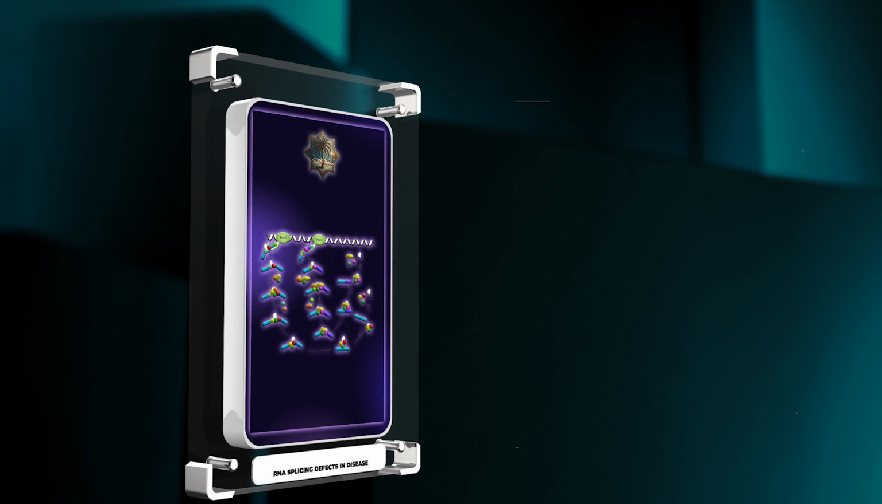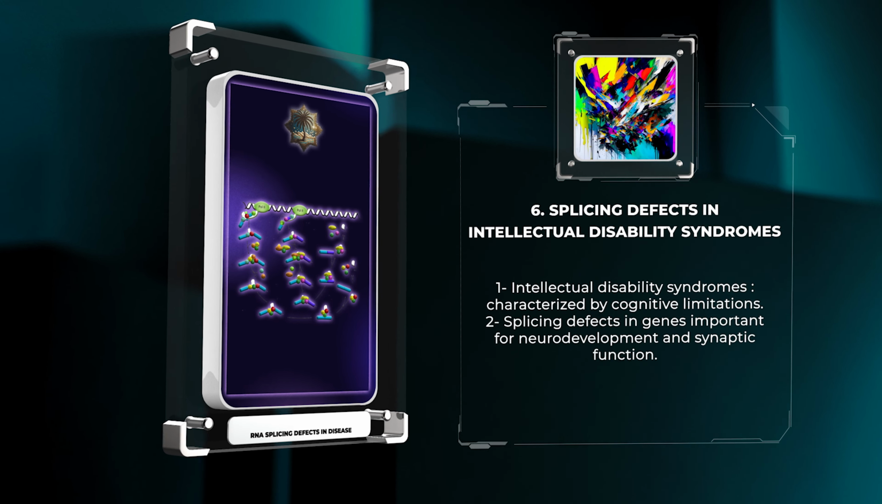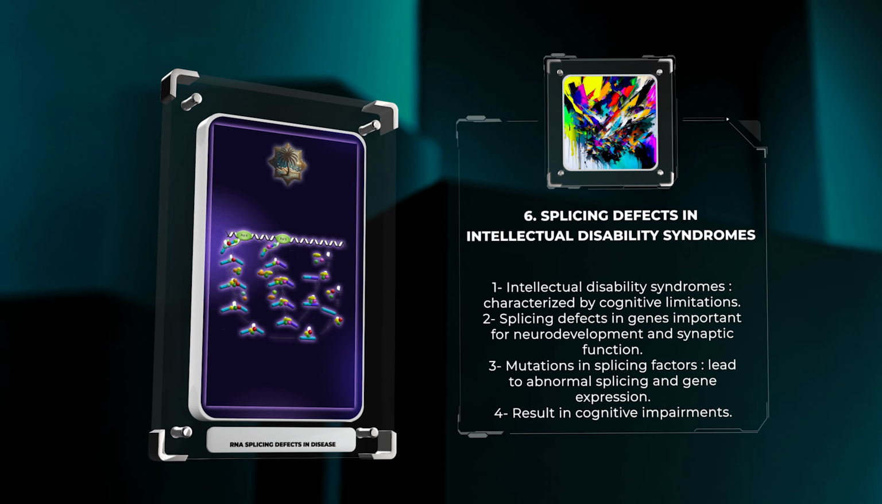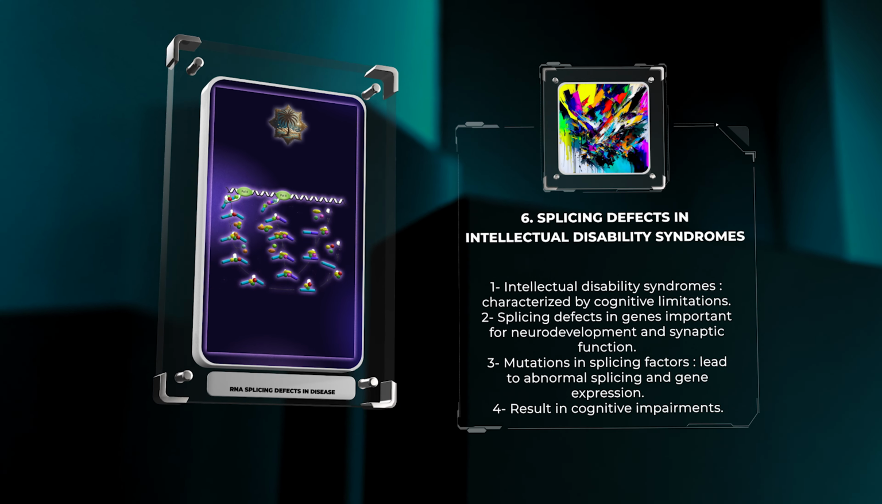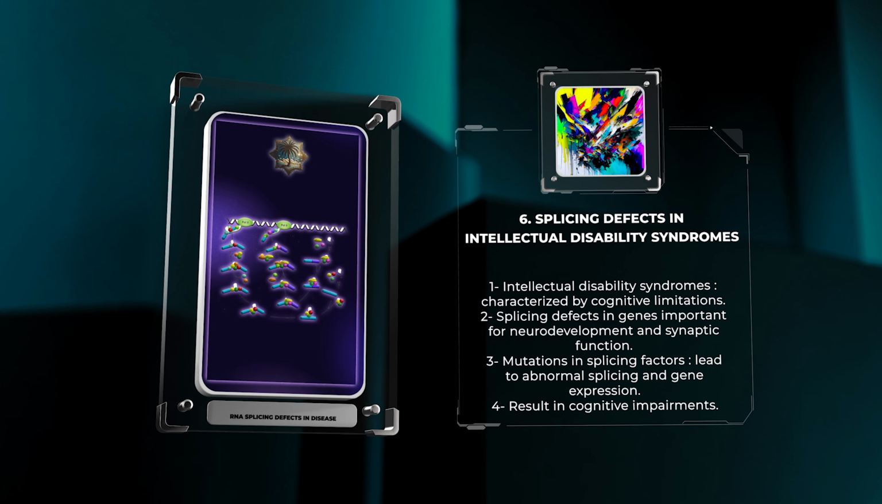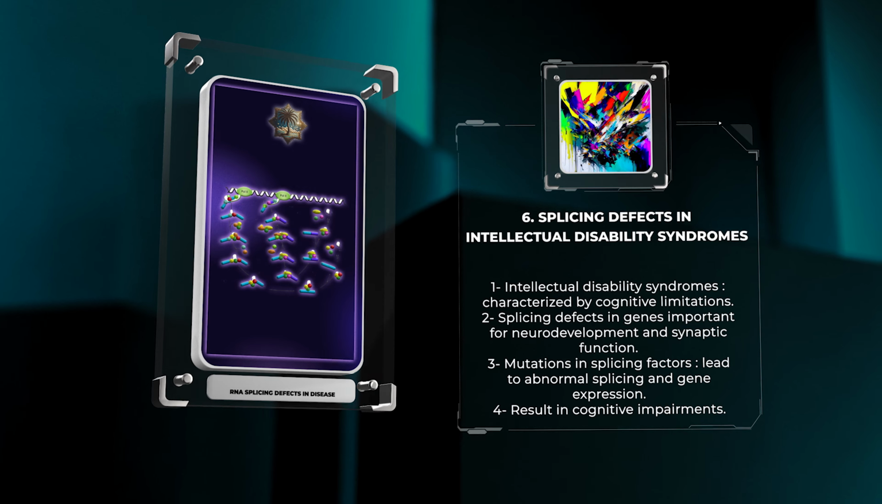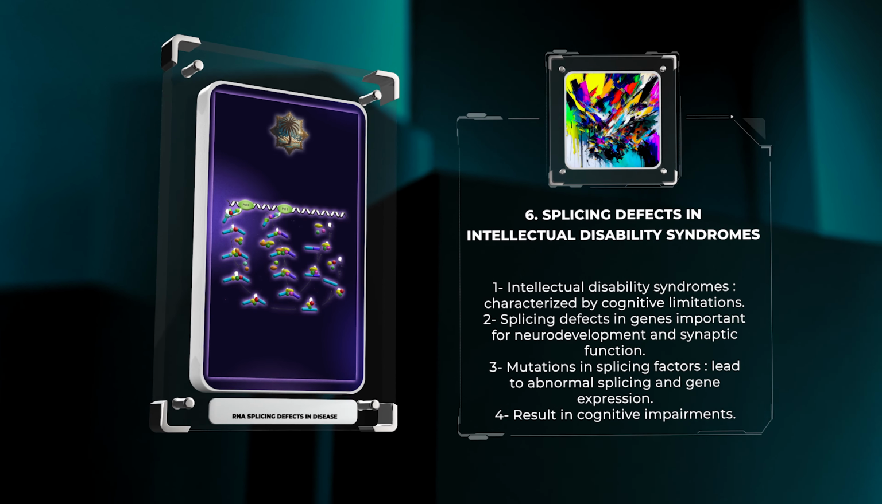Intellectual disability syndromes are characterized by cognitive limitations. Splicing defects in genes important for neurodevelopment and synaptic function contribute to these syndromes. Mutations in splicing factors can lead to abnormal splicing and gene expression, resulting in cognitive impairments. Studying these mechanisms is important for developing targeted therapies.